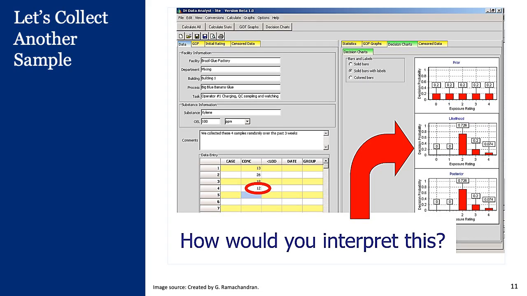Now, let's go ahead and collect another sample. So now we have 4 data points, and we can again say, okay, let's start. We have an OEL of 100. Let's start with a uniform prior of 0.2 in each of the 5 categories. And now we have a 72.6% probability in category 2. And we now have 7.4% in category 4. And how would you interpret this?